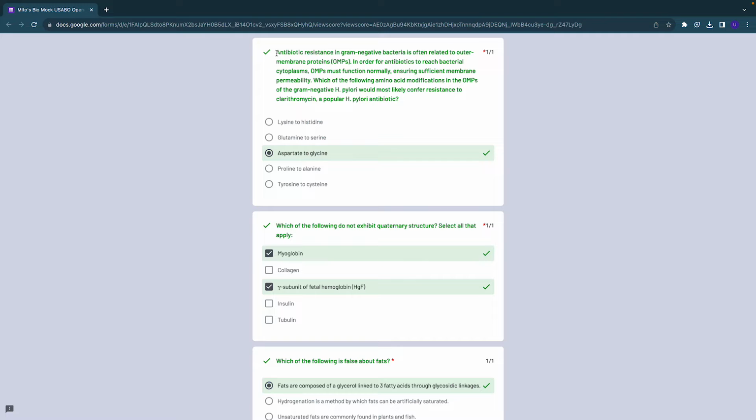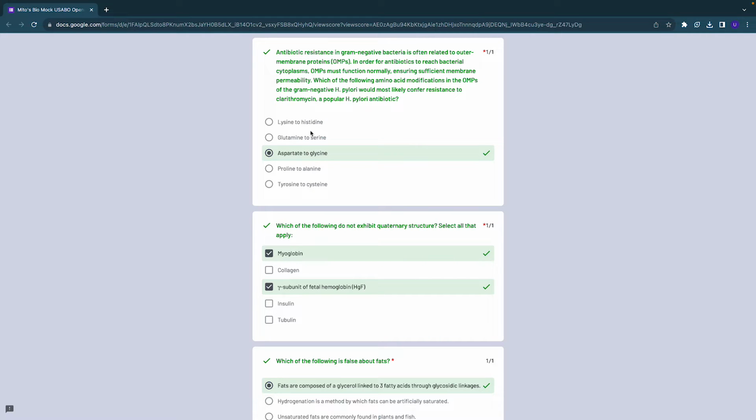So the first question asks about basically what modifications to an amino acid in outer membrane proteins would most likely confer resistance to an antibiotic. So in this case, we want to find the amino acid modification that would create the biggest change. And with these problems, we're looking for a change in properties, like a nonpolar amino acid to a polar amino acid, an acidic amino acid to a basic amino acid, something like that. So let's just look at all of them.